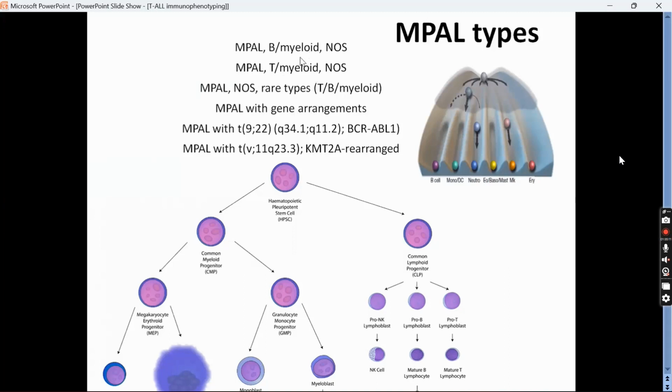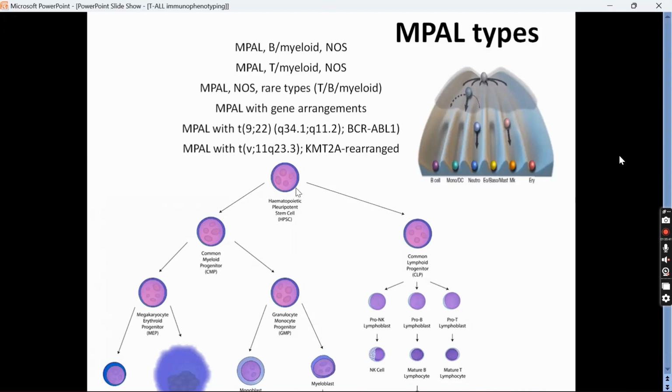Then before labeling as MPAL, you need to do a cytogenetic workup. If the blasts are showing translocation 9;22, which is Philadelphia, you still need to label the diagnosis as MPAL with Philadelphia positive chromosome. Similarly, when a case which you felt was MPAL is showing MLL gene rearrangement or KMT2A gene rearrangement, you cannot put it as MPAL NOS. You need to call it MPAL with MLL gene rearrangement. So this is very important.